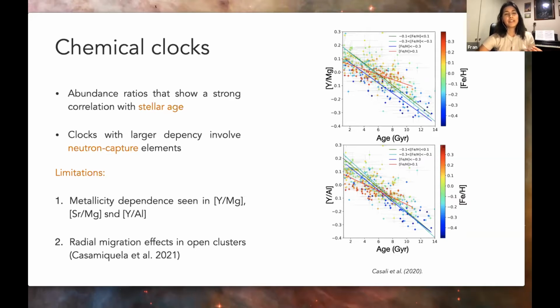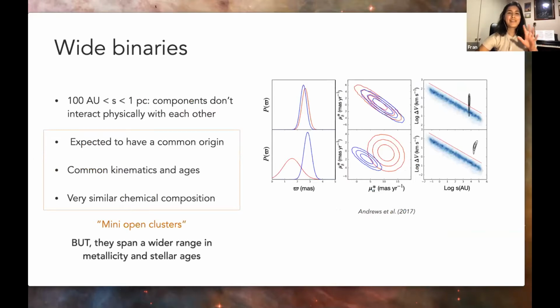Another aspect that we thought would be interesting to study is the degree of consistency of chemical clocks in coeval stars. One might first think of open clusters as ideal laboratories for this, but we decided to use stars in wide binary systems. Keith Hawkins has already done a nice job explaining what wide binaries are, so I'm just going to emphasize that they can be considered an analog to mini open clusters, but with the advantage that they span a wider range in metallicities and also in ages, which is very useful if you want to test the consistency of chemical clocks in coeval stars in a broad parameter space.